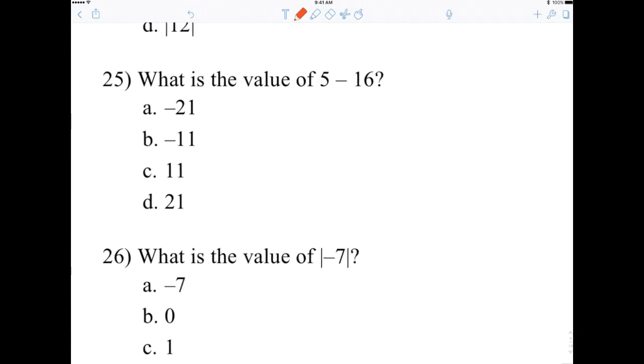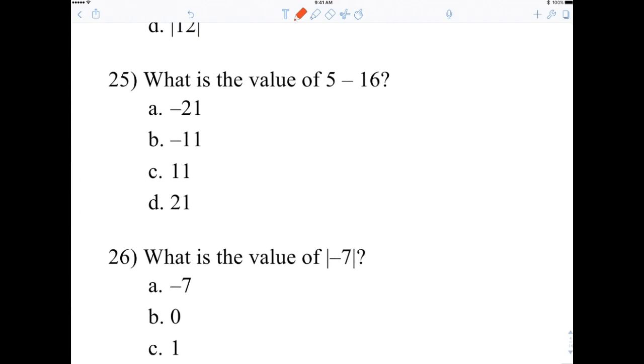All right, we did a lot of the integers, so 5 minus 16, we should be pretty safe with that being negative 11. So the correct answer is B.